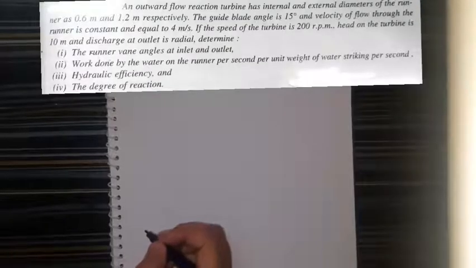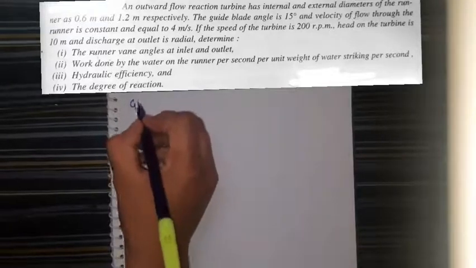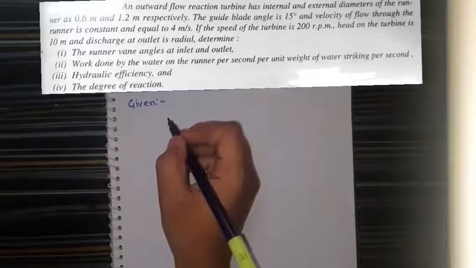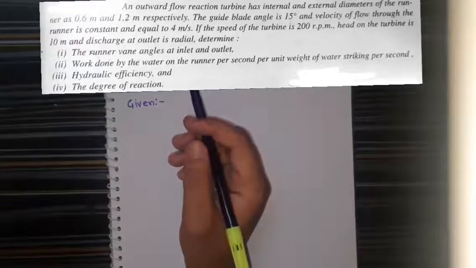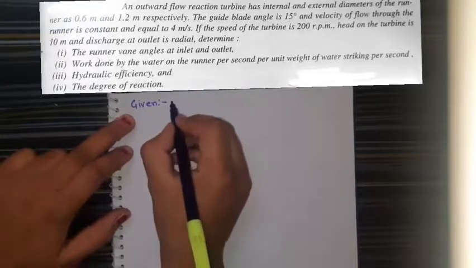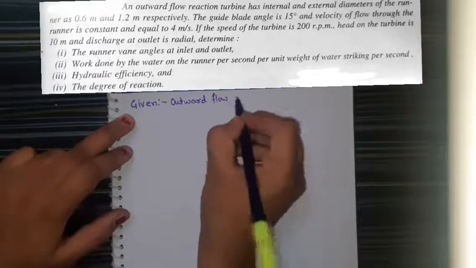Now let's see a small numerical based on the degree of reaction. Here you can see what is given: an outward flow reaction turbine has internal and external diameter of runner 0.6 meter and 1.2 meter respectively. Here, first thing, it is an outward flow reaction turbine.